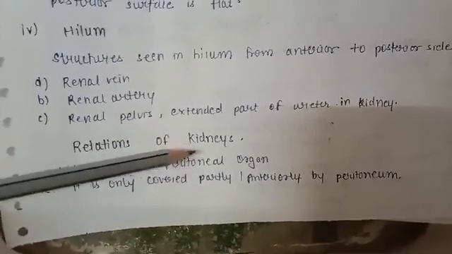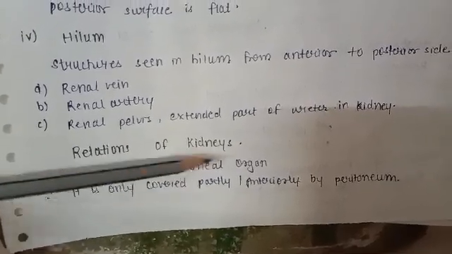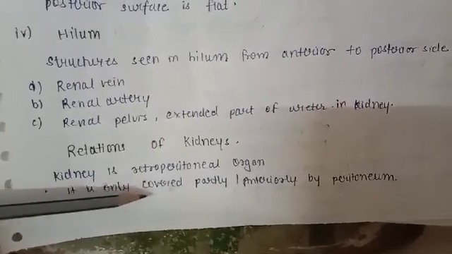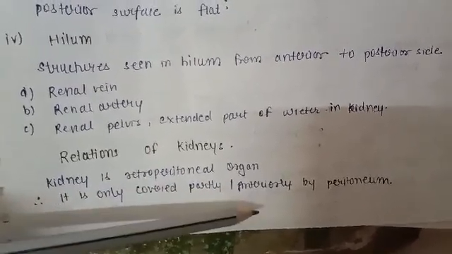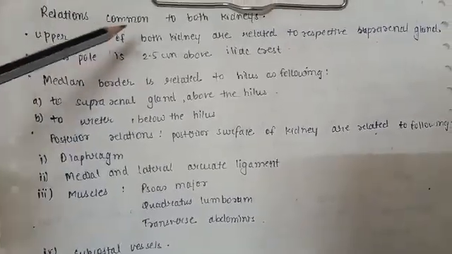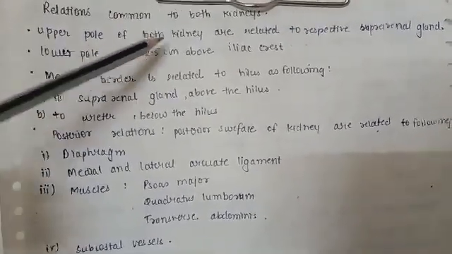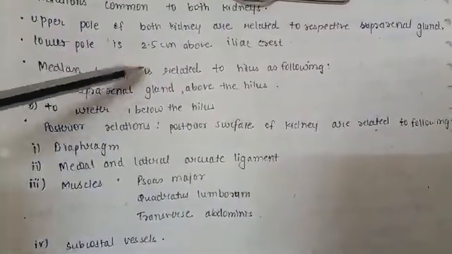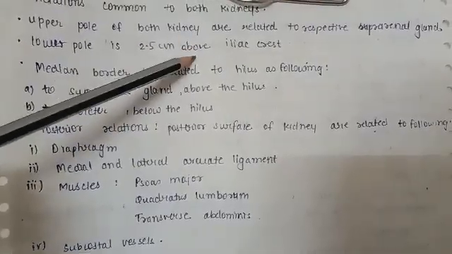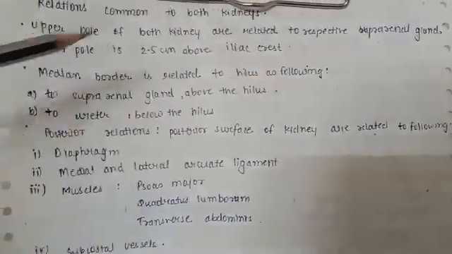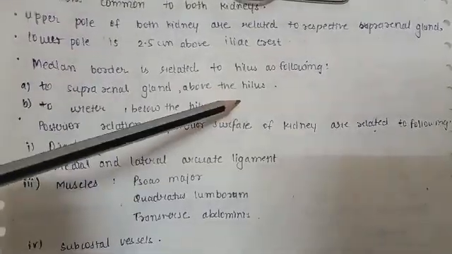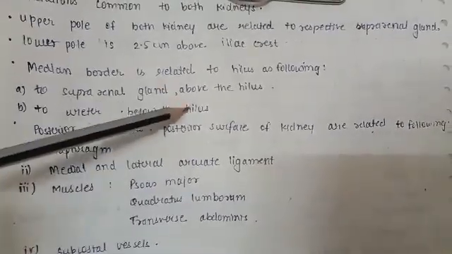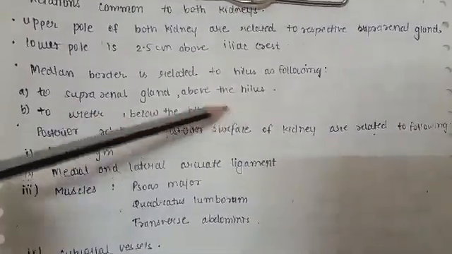Next comes the relations of the kidney. Kidney is a retroperitoneal organ. Retroperitoneal means it is covered partially or anteriorly by the peritoneum. Common relations of both kidneys: the upper pole of the kidney is related to the respective suprarenal gland, and the lower pole is about 2.5 centimeters above the iliac crest. The medial border is related to the hilus as follows: it is related to the suprarenal gland above the hilus and to the ureter below the hilus.